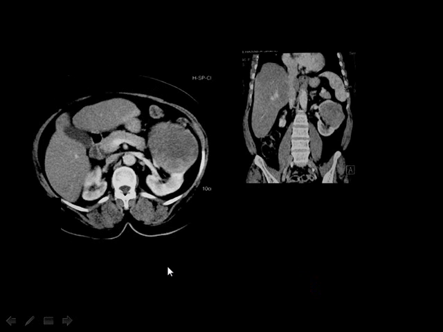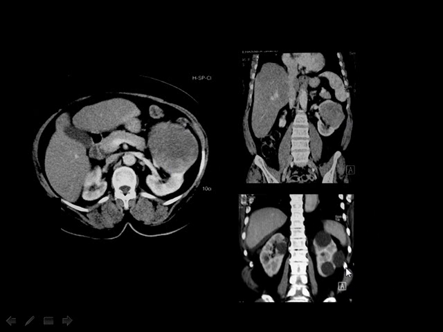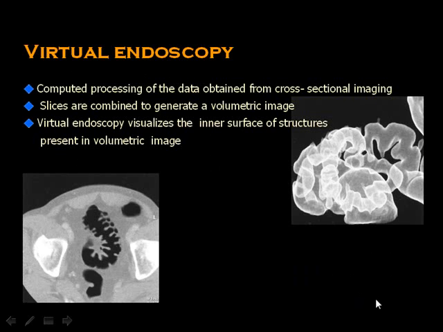Also, the same rule applies for the kidney. Cystic masses are benign, solid masses are usually malignant. This is an example of a solid mass in the kidney representing renal cell carcinoma, and these are examples of multiple simple renal cysts, and you can compare the density of the cyst with the density of the tumor.